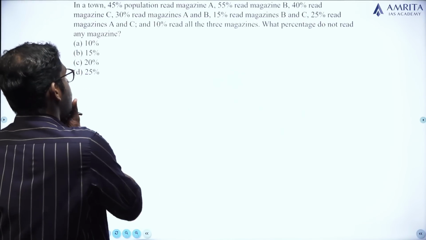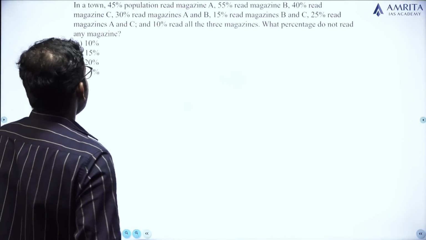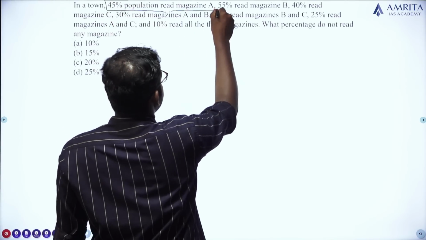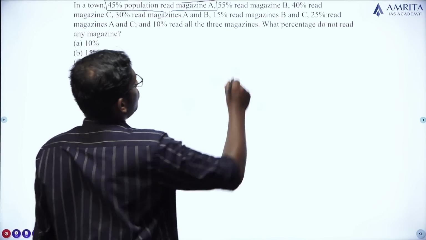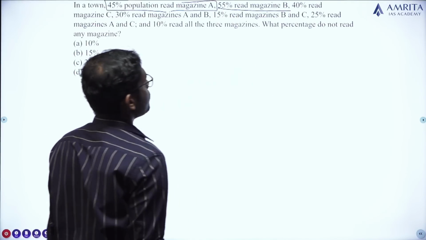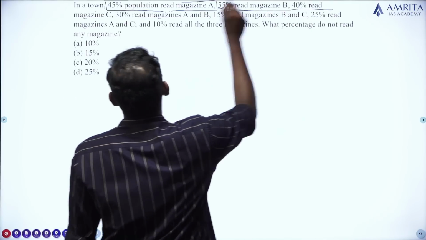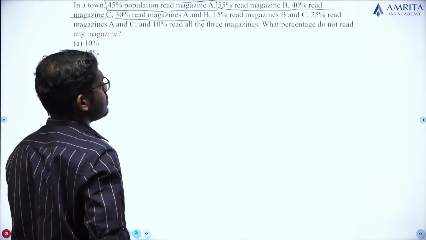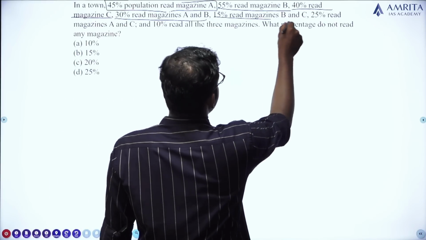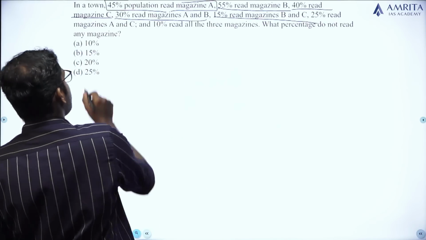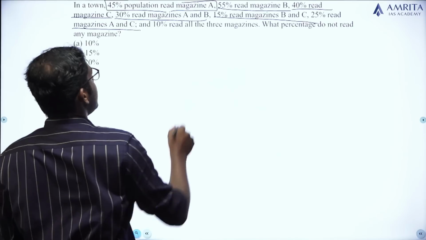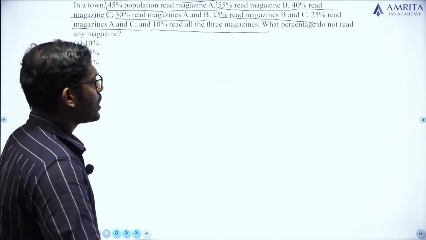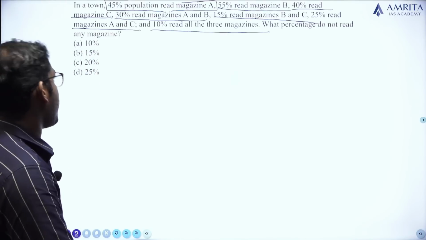Next question. In a town, 45% of the population read magazine A, 55% read magazine B, 40% read magazine C, 30% read magazines A and B, 15% read magazines B and C, 25% read magazines A and C, and 10% read all the three magazines. What percentage do not read any magazine?